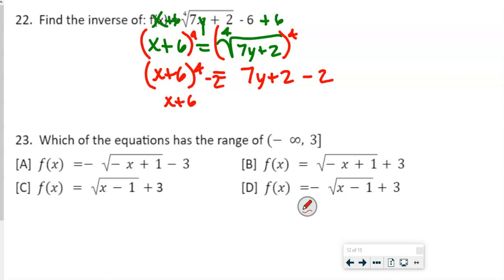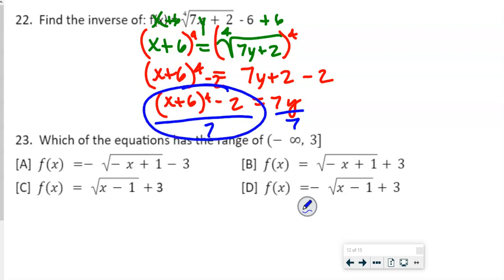So it gives us x plus 6 to the 4th minus 2 equals 7y. So our last step would be to divide by 7. So that is our inverse right there. X plus 6 to the 4th power minus 2 all over 7.